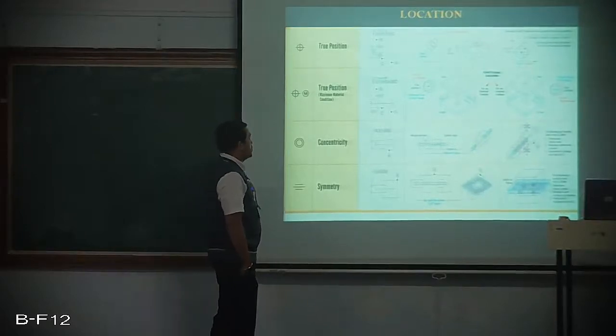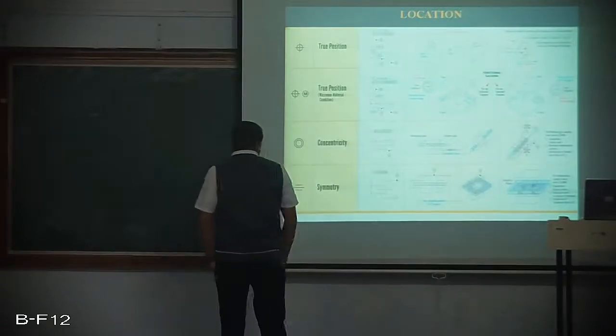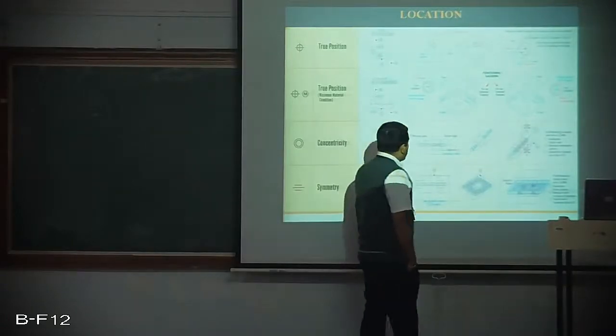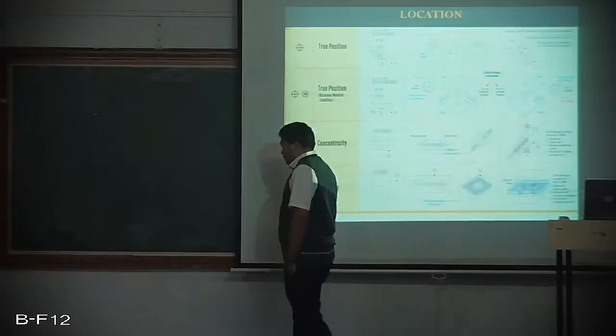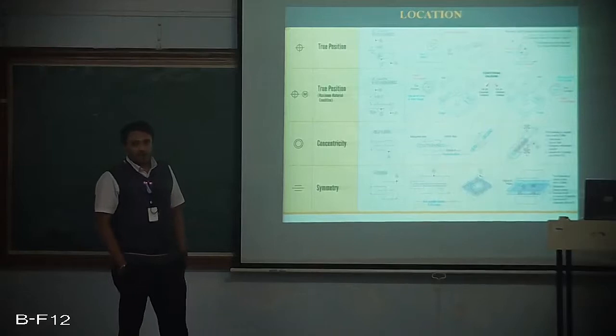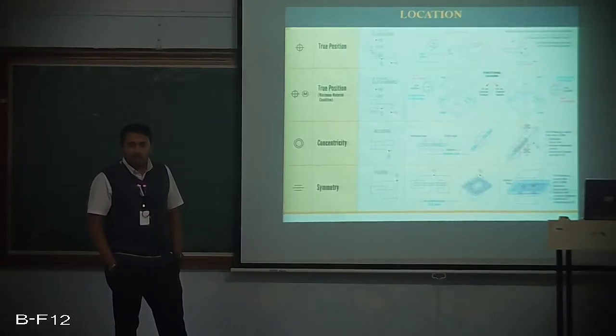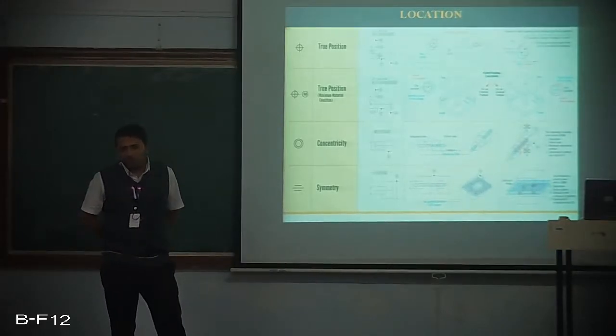Among them, the first one is the true position, the second one is the concentricity, and the third one is the symmetry. So as you can predict by the name itself, true position specifies the position. But in this case, we are dealing with the position of the center point of the hole.